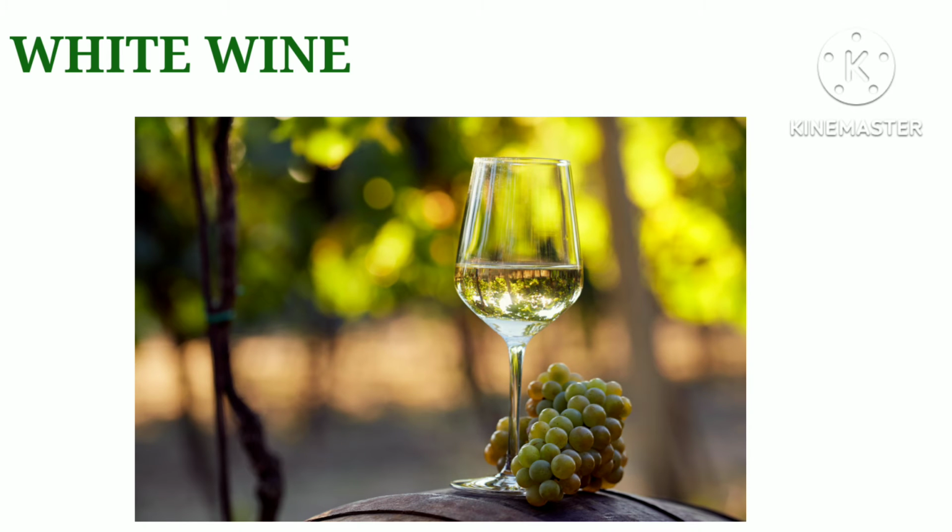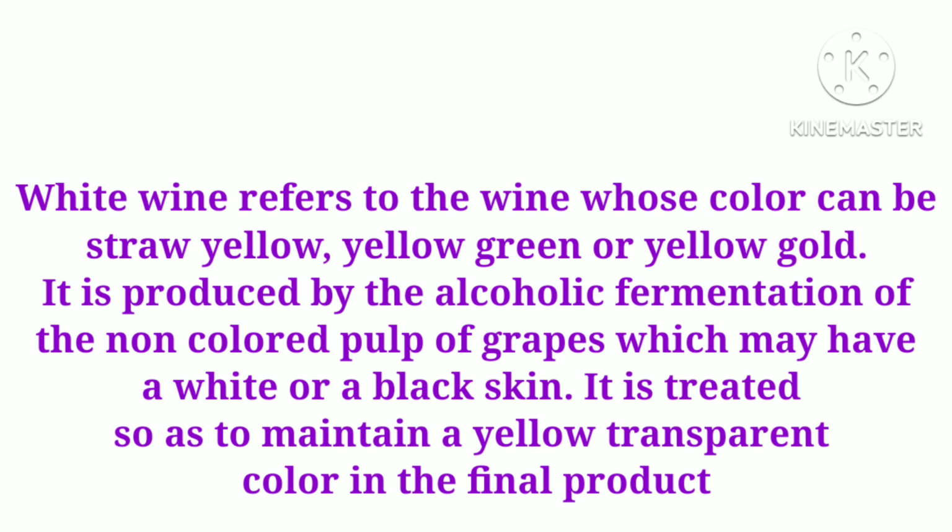Next comes the white wine. White wine refers to the wine whose color can be straw yellow, yellow green or yellow gold. It is produced by the alcoholic fermentation of the non-colored pulp of grapes, which may have a white or a black skin. It is treated so as to maintain a yellow transparent color in the final product.